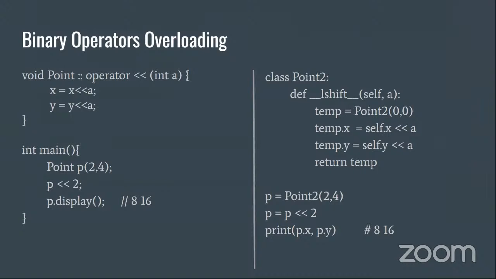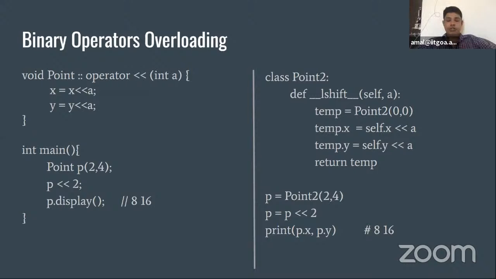Then we have created a point2 object with its variables x and y as 2 and 4, and then left shifting it by number of bits 2. Then after printing those values, we will get 8 and 16, as in the case of C++. Let's move to the next slide.